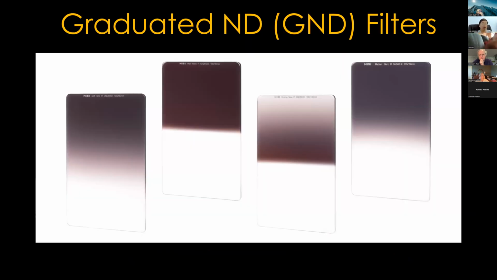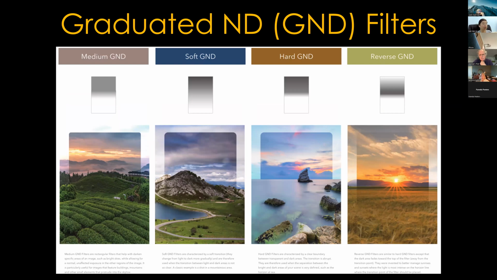And there are many different types of graduated neutral density filters. We have soft GND, hard GND, reverse GND, and medium GND. The soft, the hard, the reverse, and the medium here refer to the transitions. Okay, the transition between the dark and the transparent area. The soft GND has a long transition between the dark and the transparent area. We use it when there's no definite horizon line between the sky and the ground.